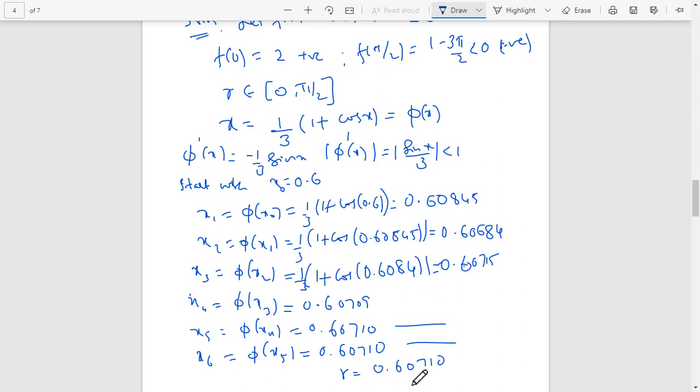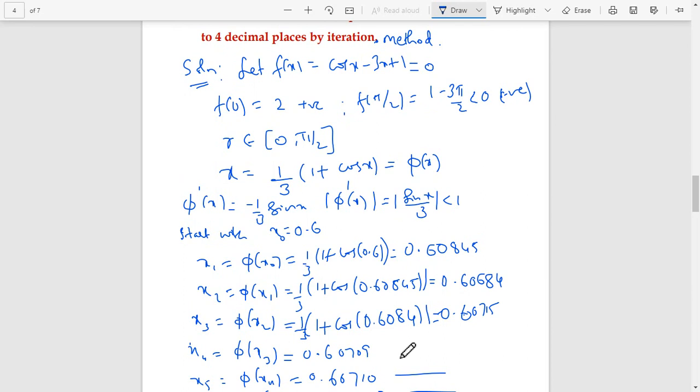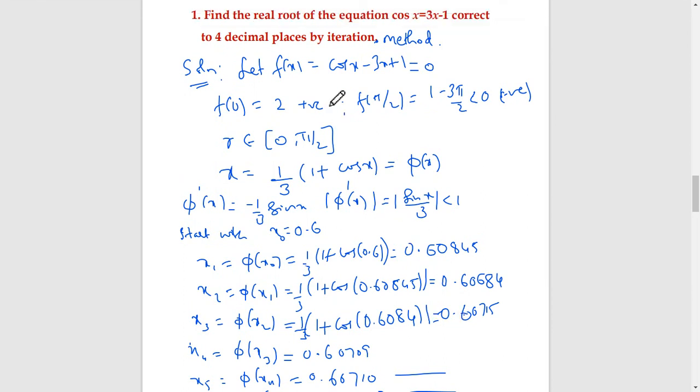So this is corrected to 4 decimal places. We got the approximate root of the equation f of x equal to 0, that is r is equal to 0.60710. Is it clear? So let me explain the method once again.